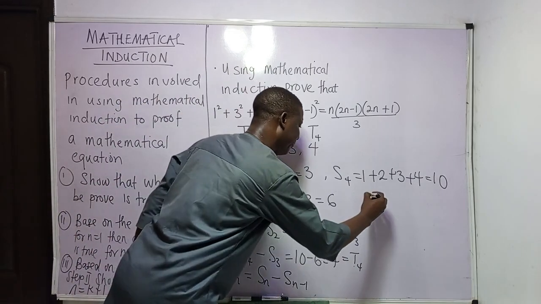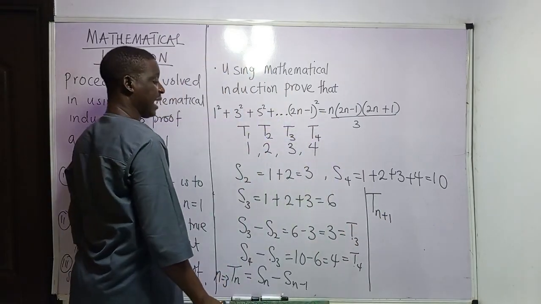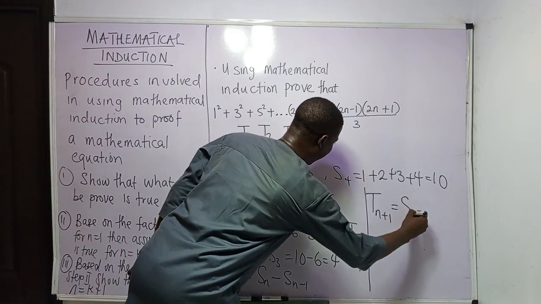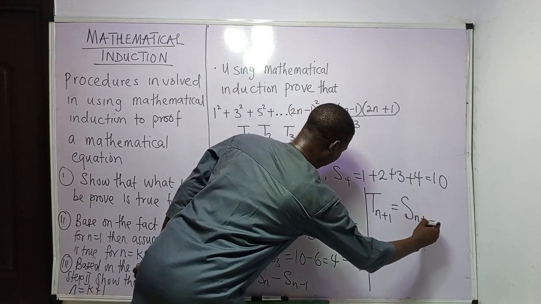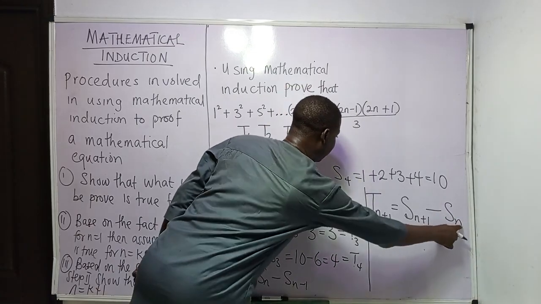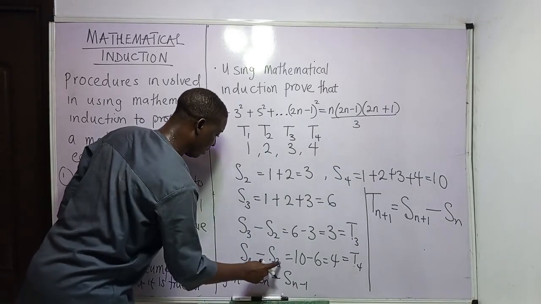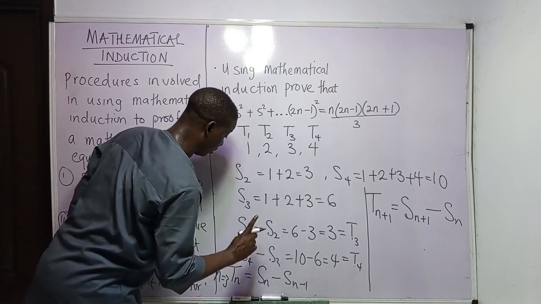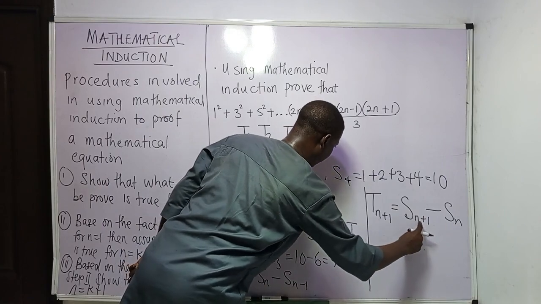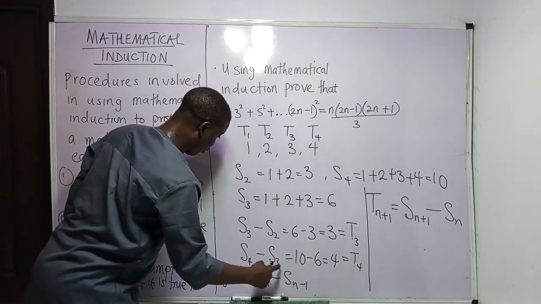So what if I have T n plus 1? For instance, I have the n plus 1 term. What will that be? It will be S n plus 1 minus Sn. If you check, the difference between this and this is just 1. The difference between 4 and 3 is just 1. That means subtract 1 from here, you get this. Subtract 1 from 4, you get this.